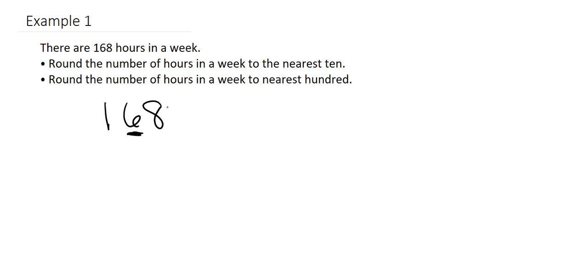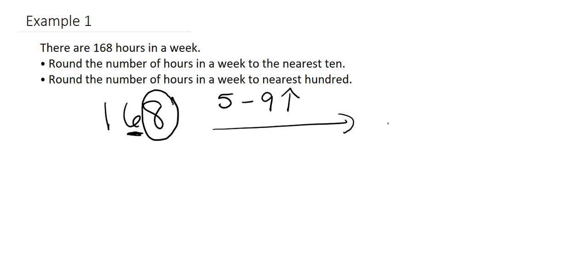Then we look to the right of that and circle that first number, which is an 8. If that 8 is anything between 5 to 9, so 5, 6, 7, 8, or 9, we're going to add 1 more to it. It's kind of called rounding up. So we see it's between 5 to 9, which means we add a whole 1 to the 6. So then it becomes 170.